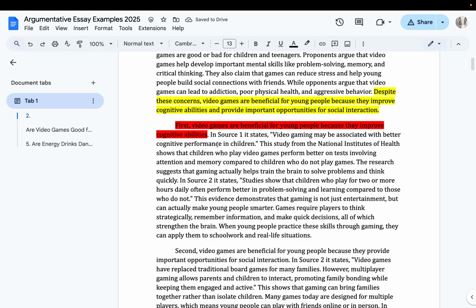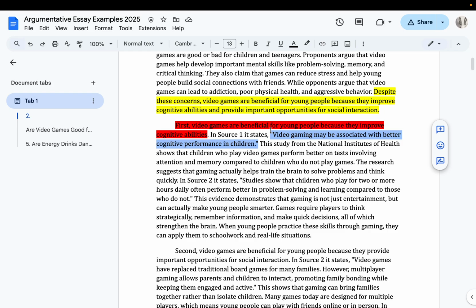In source one, it states video games may be associated with better cognitive performance in children. So you see how this evidence actually supports the topic sentence? Now, I would have liked this evidence to be a little more expansive. Instead of saying, because it looks like the reason is just from the evidence. It's like straight up evidence. So sometimes this evidence is like an S, maybe S minus, because it doesn't really show how it improves cognitive ability. It just states it improves it, but doesn't show how.